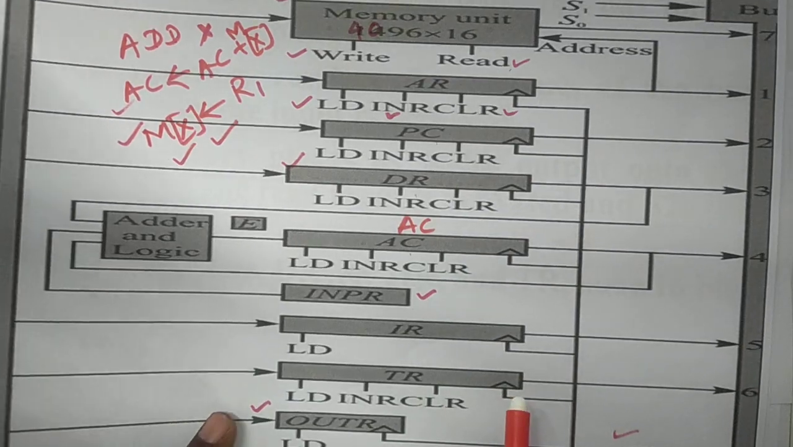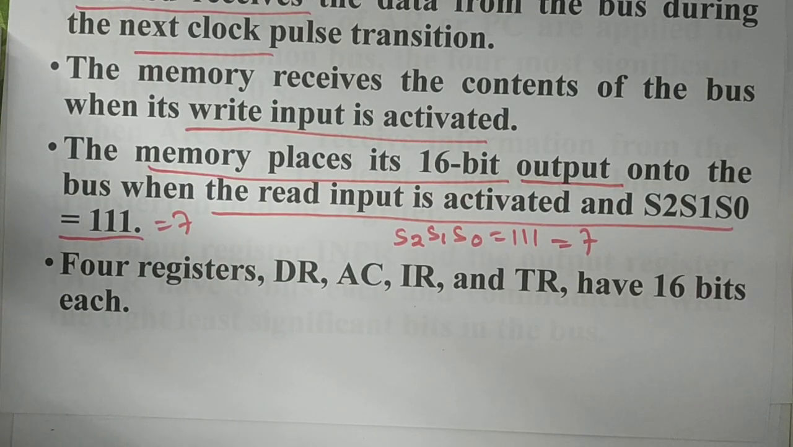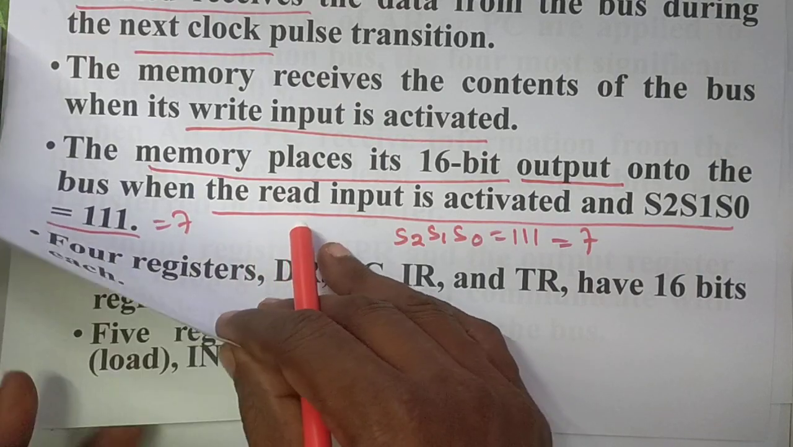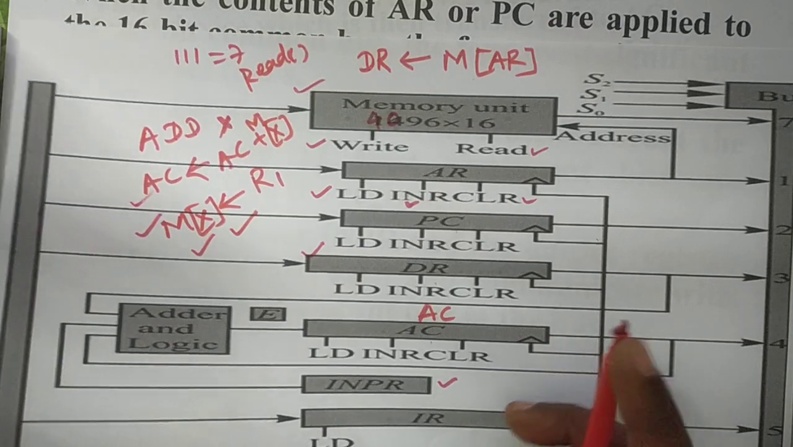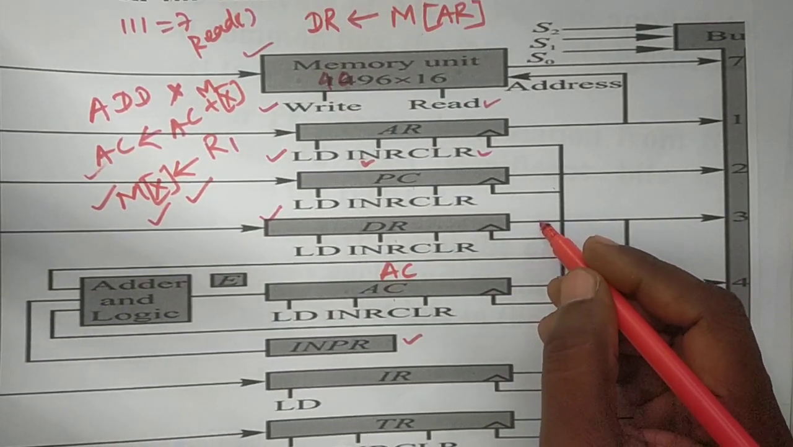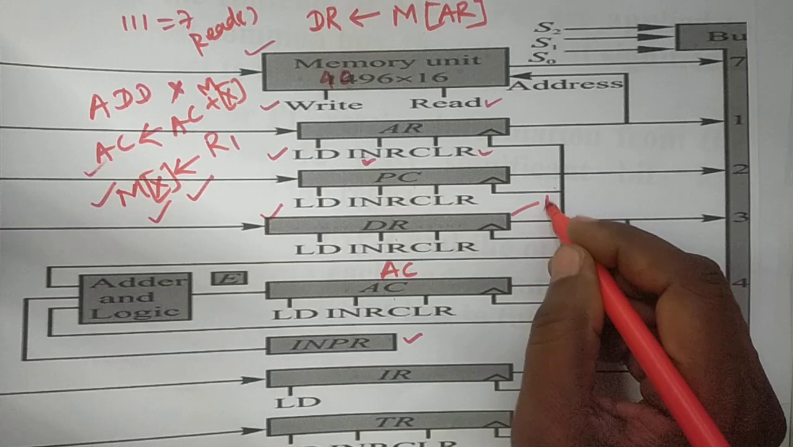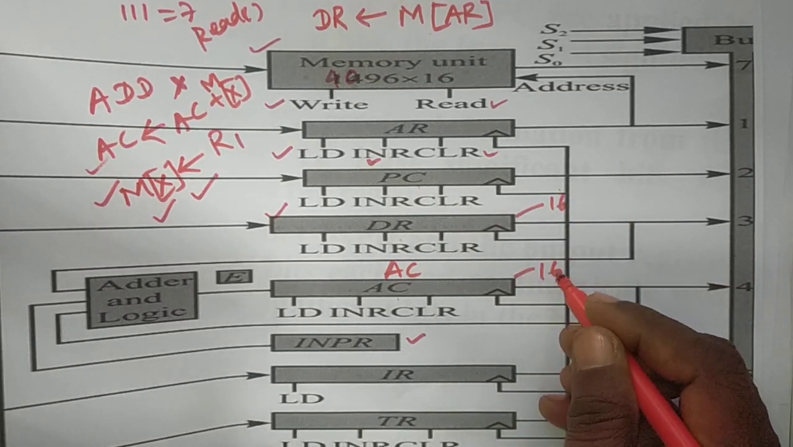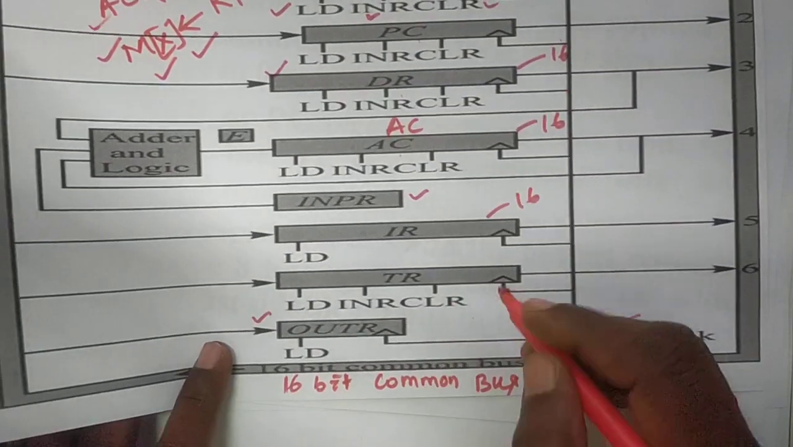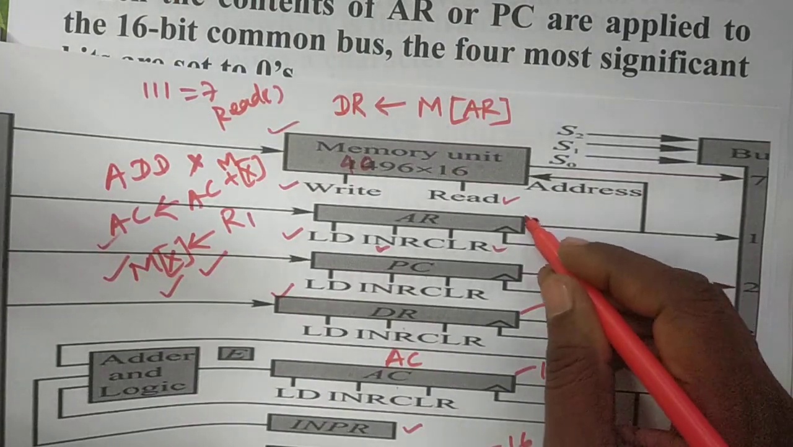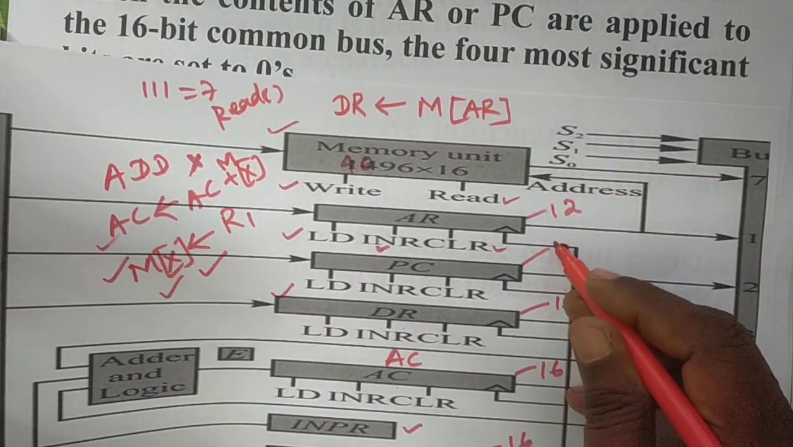These are 16 bits each. This is 16 bits capacity. Okay, and another is 2 registers, AR and PC, having 12 bits. DR, SC, IR are 16 bits each, and TR is also 16 bits. The remaining ones, AR and PC, have 12 bits.